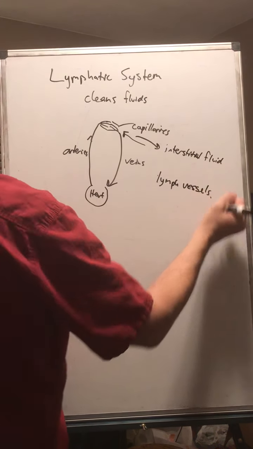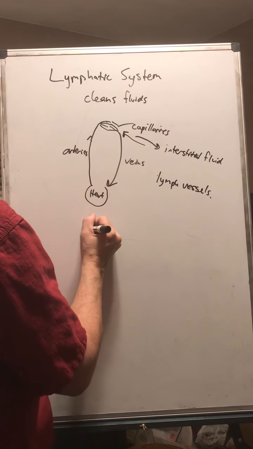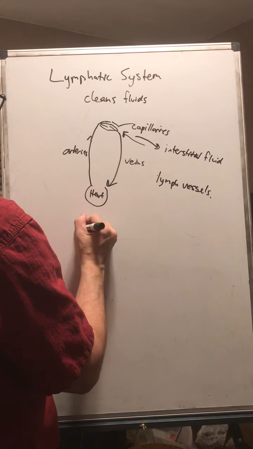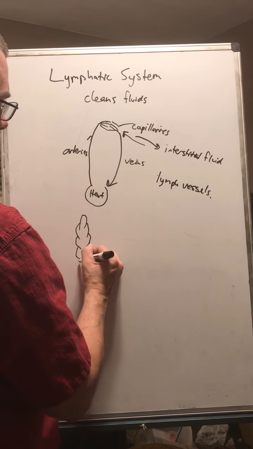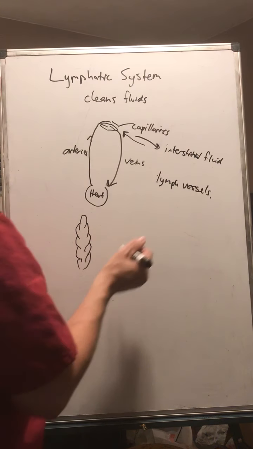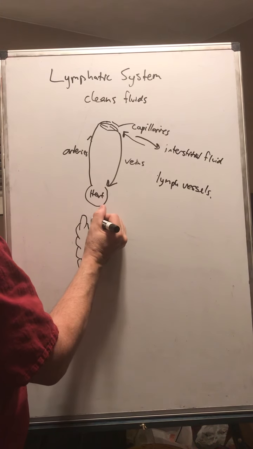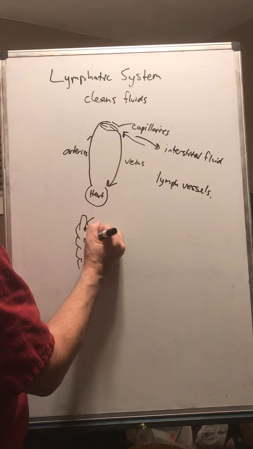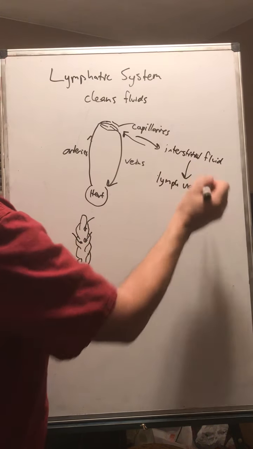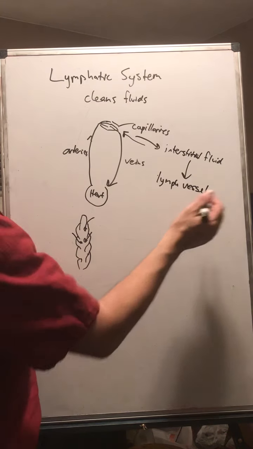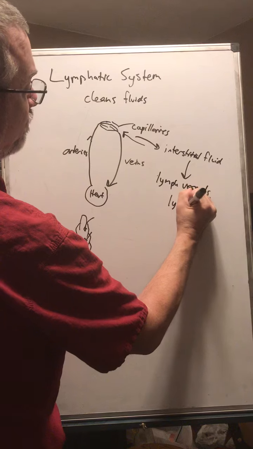Now, on page 369, you'll see on the right a little thing that looks almost like a piece of asparagus. I'm not doing a good job drawing it, that's why you're using your books. The cells in this aren't very tightly packed, so the pressure from the outside of the interstitial fluid can work into these vessels. The fluid leaves the cavities between the cells and enters the lymph vessels. Once it enters the lymph vessels, it's called lymph.